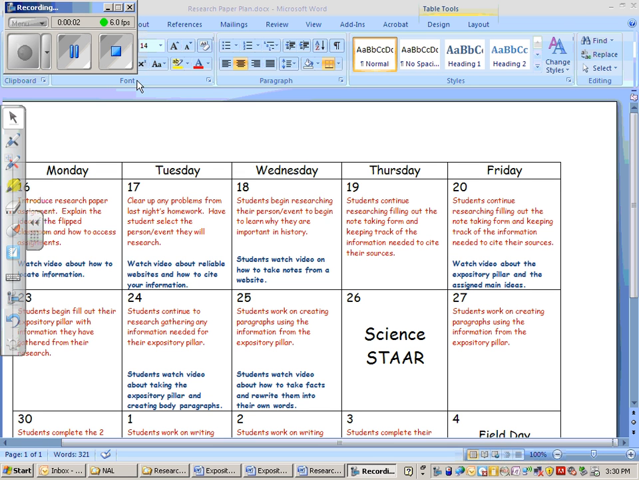Hey guys, tonight I'm going to be teaching you about the expository pillar that we will be using as the outline for our research paper. You will notice that on Monday you're going to begin filling out this pillar and you're going to be using the information that you gathered both Thursday and Friday in class this week. So tonight I'm going to explain to you what the expository pillar is, and I'm also going to give you the main ideas that we're going to use.